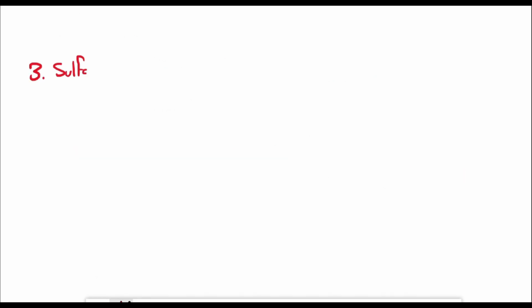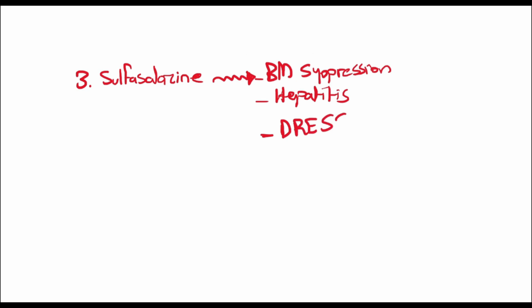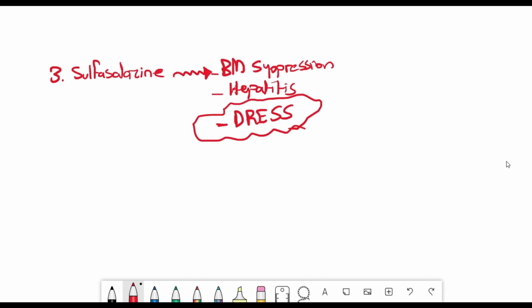Next medicine we want to talk about is sulfasalazine. A couple of things you need to know: it causes bone marrow suppression and transaminitis. And the most important thing is DRESS syndrome associated with sulfasalazine. They might ask you about that, where the patient takes the medicine and after that, in a month or so, he will develop rash with eosinophilia.